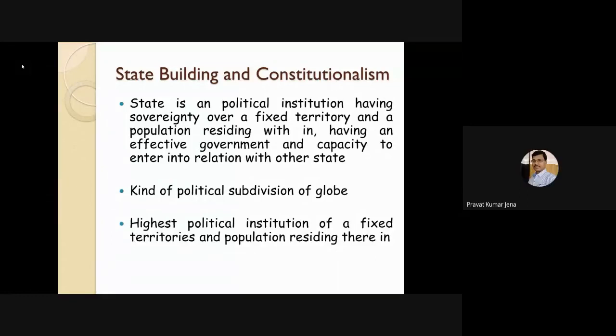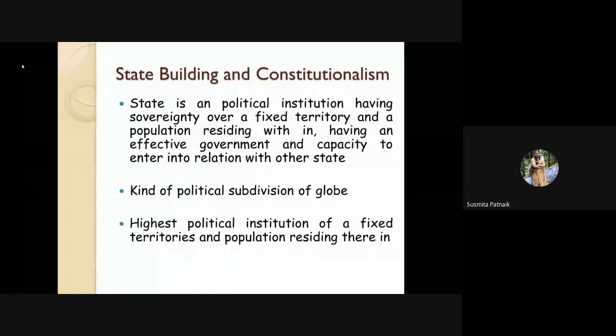So I may proceed. Here, what we mean by the state is a political institution having sovereignty over a fixed territory and a population residing within, having an effective government and the capacity to enter into relations with other states. It means that a state should possess these characteristics. First of all, it should exhibit a political system. Second, it has its sovereignty.